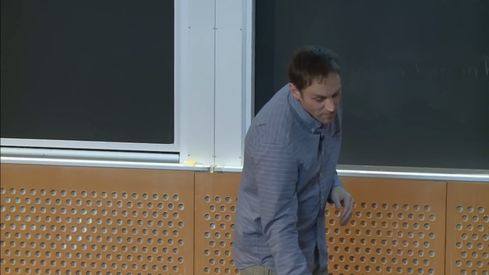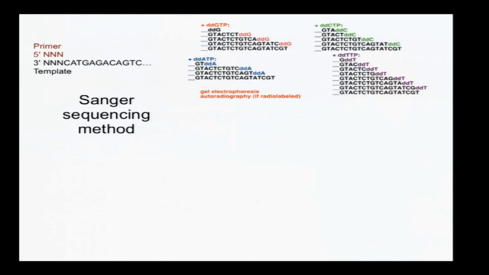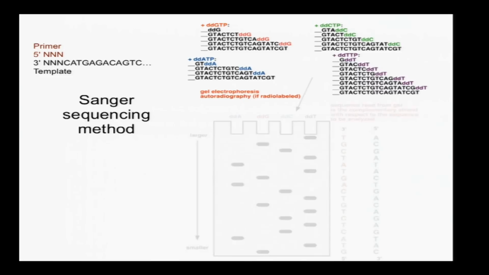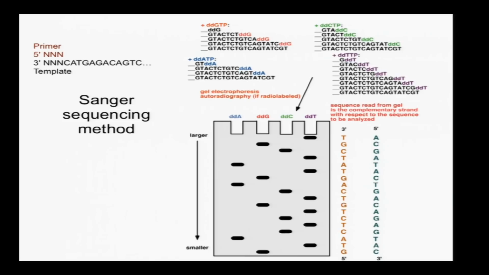Okay. So now let's imagine you do these 4 separate reactions. You typically would have a radio-labeled primer, so you can see your DNA, and then you would run it on some sort of gel. This is obviously not a real gel, but an idealized version.